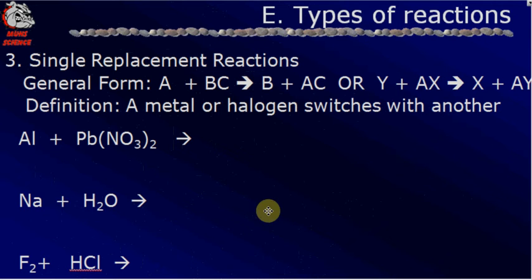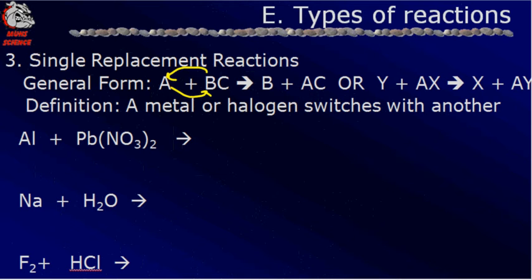Moving on to the third type of chemical reaction, we have a single replacement. There's 2 types of single replacements. The basic single replacement is I have element A, usually a metal, and compound BC. The B and the A are going to trade positions, and B is going to be by itself, and A is going to bond with whatever C was.